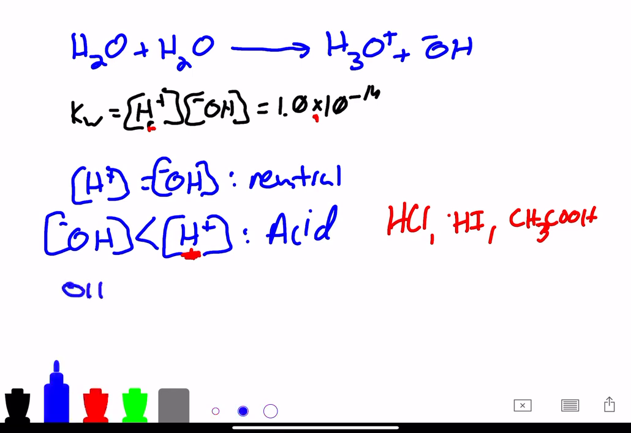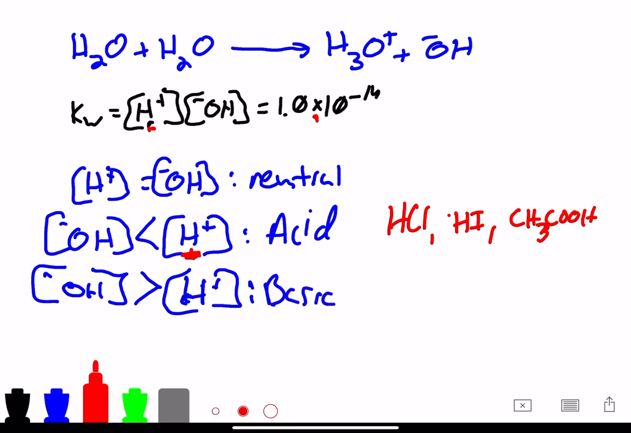In a basic solution, we would just switch the sign around. So in a basic solution, the concentration of OH- will be greater than that of H+. We get this by adding something to the solution that will make it basic. That could be baking soda, HCO3-, or NaOH.